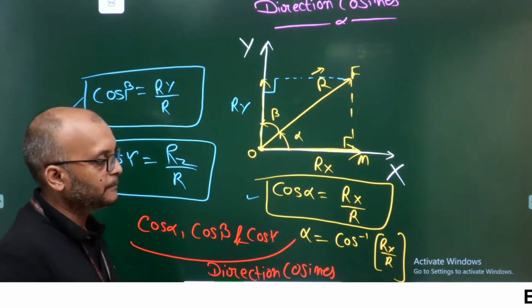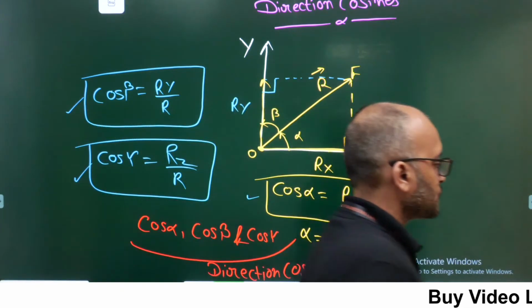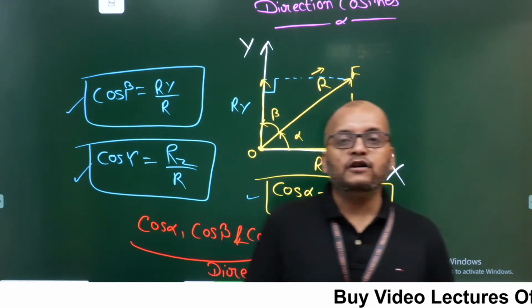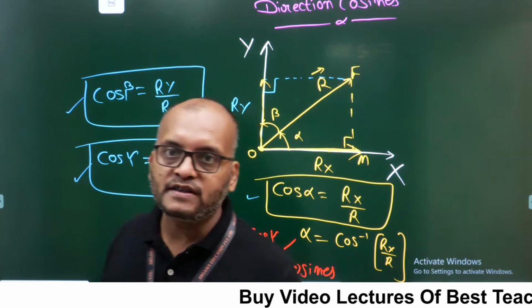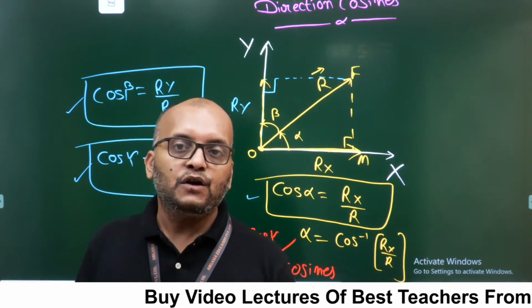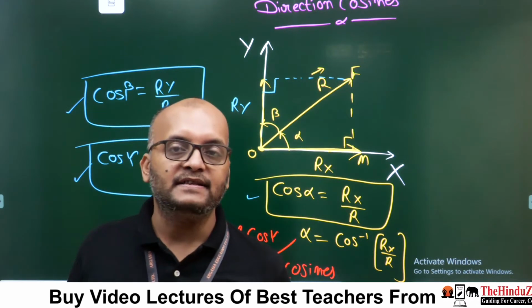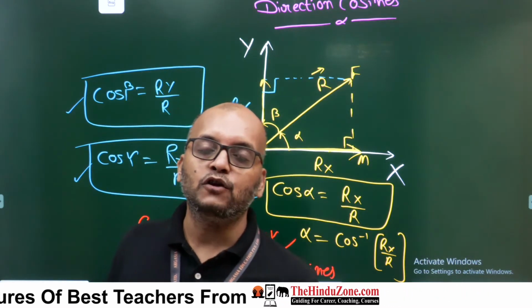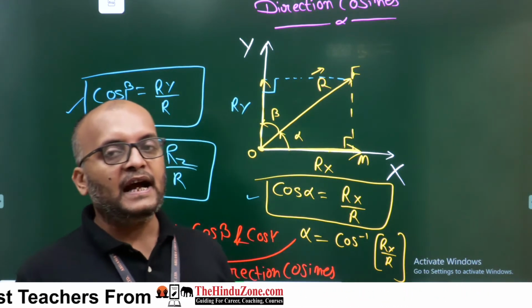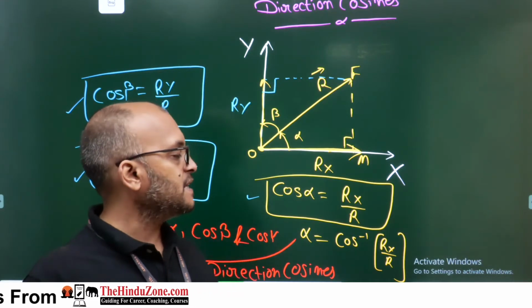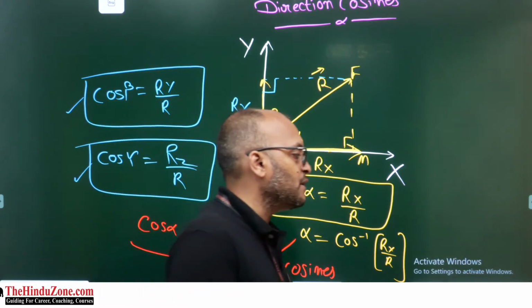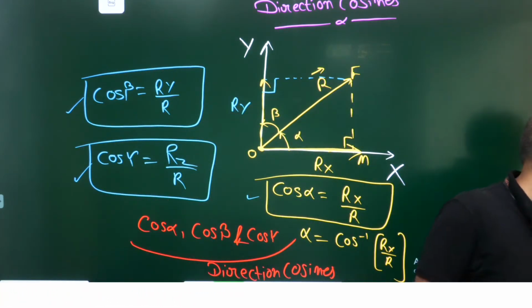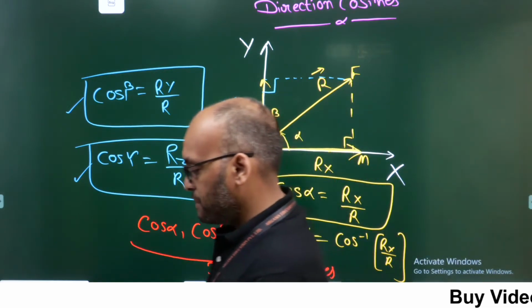Everyone, is it clear? Why directional? Because they are in particular direction. Cos alpha is along x axis, cos beta is along y axis, cos gamma is along z axis. So they are along particular directions. That is why direction cosines. Please note it down.